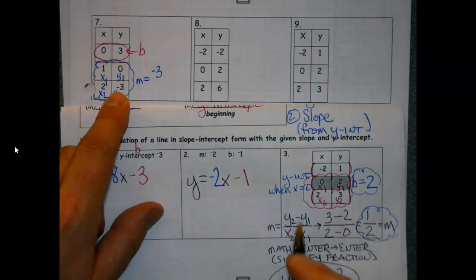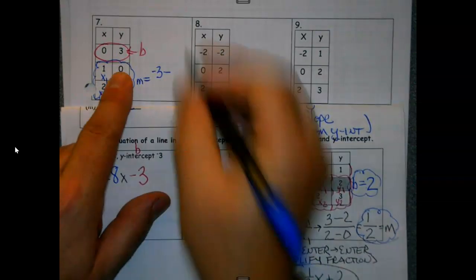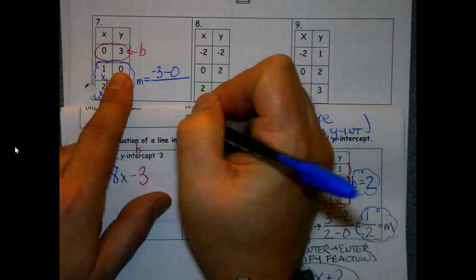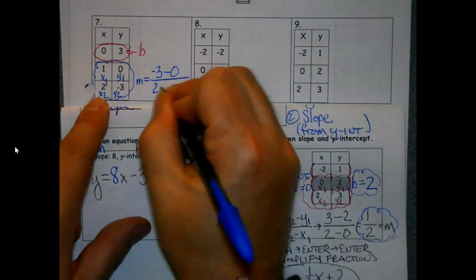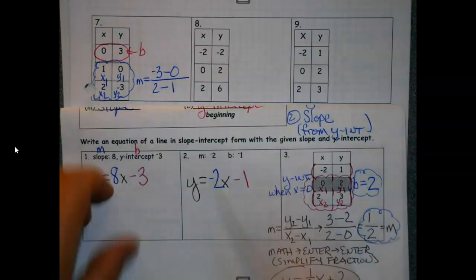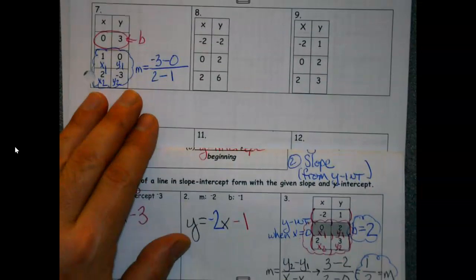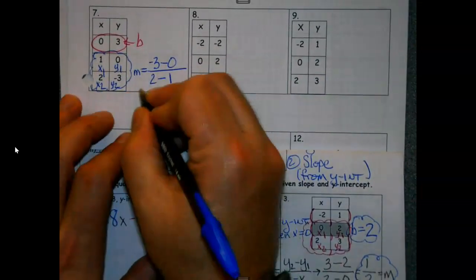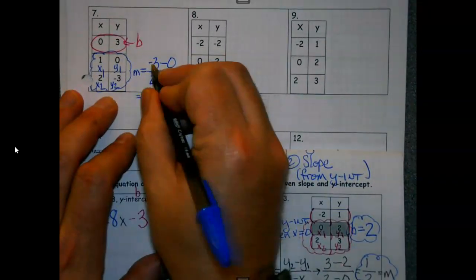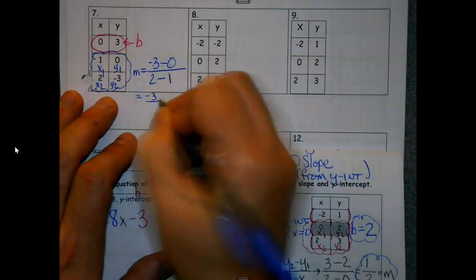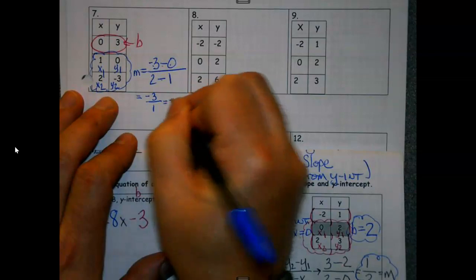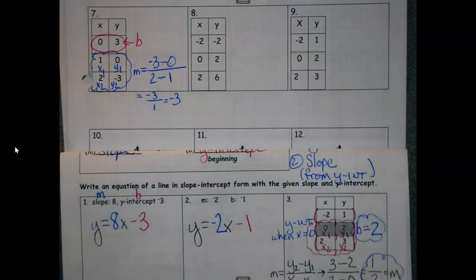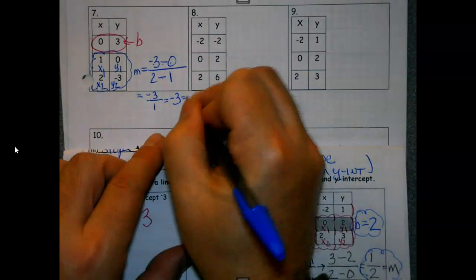y2 minus y1, x2 minus x1. Do not try to put that all in your calculator at once if you go that route. -3 minus 0 is -3. 2 minus 1 is 1. Any number divided by 1 is just the number.